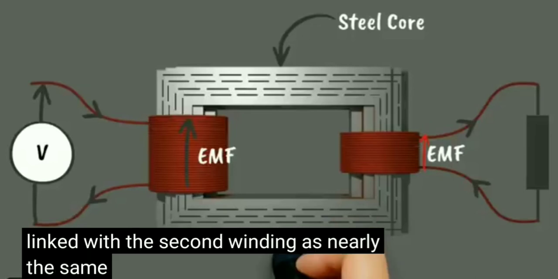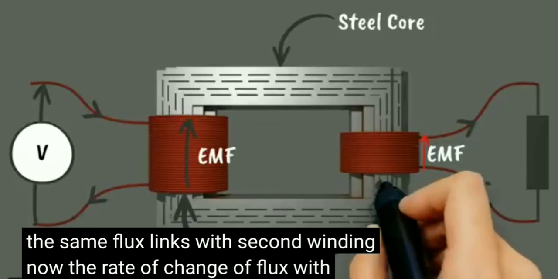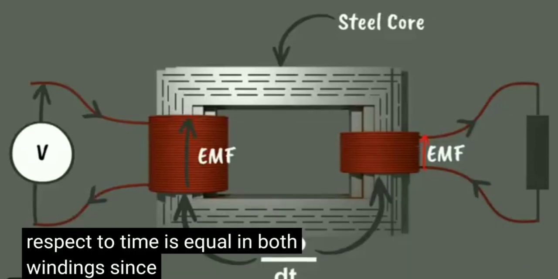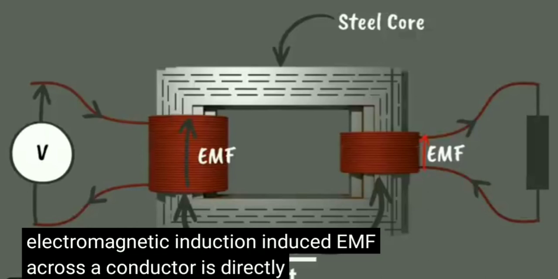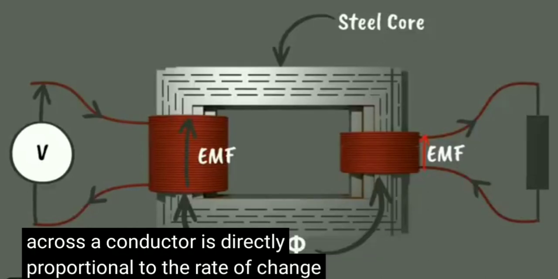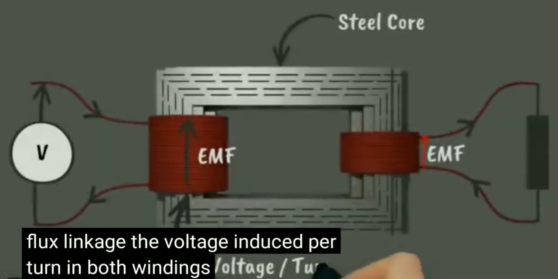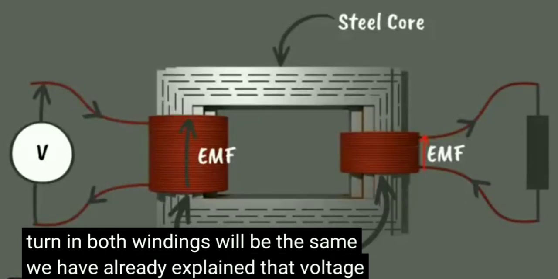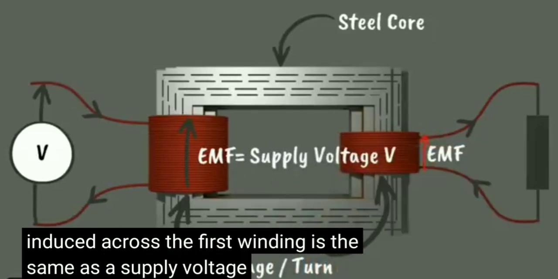As nearly the same flux links with the second winding, now the rate of change of flux with respect to time is equal in both windings. Since, as per Faraday's laws of electromagnetic induction, induced EMF across a conductor is directly proportional to the rate of change of flux linkage, the voltage induced per turn in both windings will be the same. We have already explained that the voltage induced across the first winding is the same as the supply voltage.